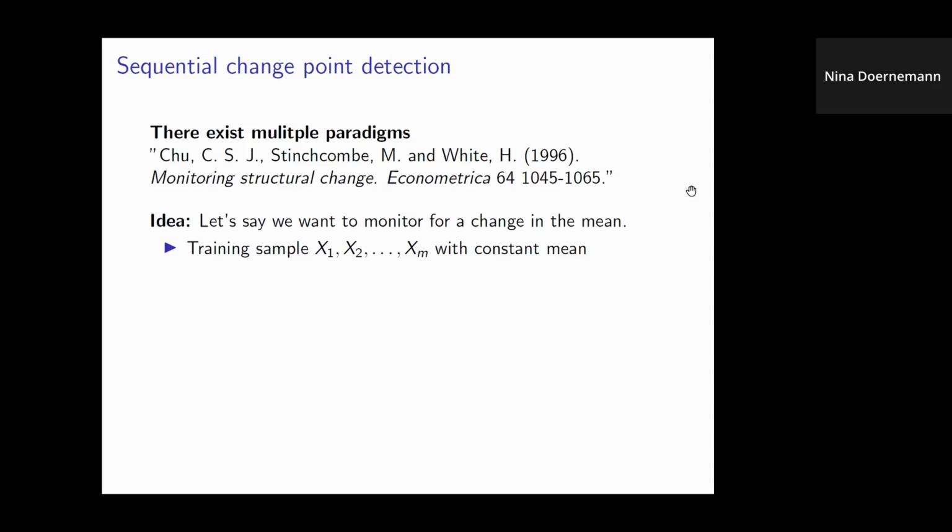And then our setup is like this. We assume that there's a training sample. The size of the training sample will always be n, and within this training sample, there's no change. So here the data has a constant mean. Then at each time point in the monitoring period, one new data point arrives. And then we would like to decide whether there was a change point based on the training sample and the additional data that we observed in the monitoring period.